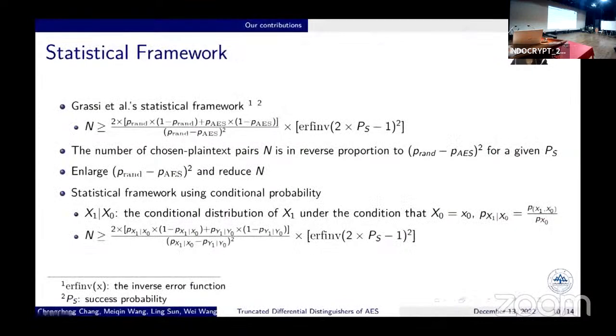The number of chosen plaintexts is in inverse proportion to the absolute value of the difference between the probability of a random permutation and that of the cipher, given a success probability. In order to further improve the complexity of the distinguisher, we take advantage of conditional probability to enlarge the absolute value of the bias between the probability of the cipher and a random permutation. The distribution of the random variable is still applicable to the statistical framework.